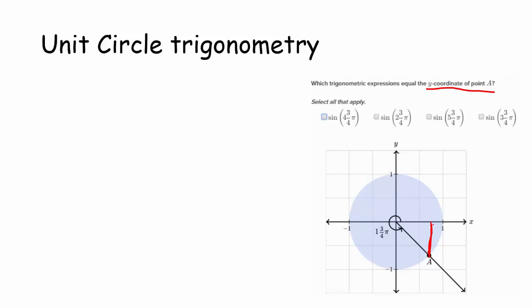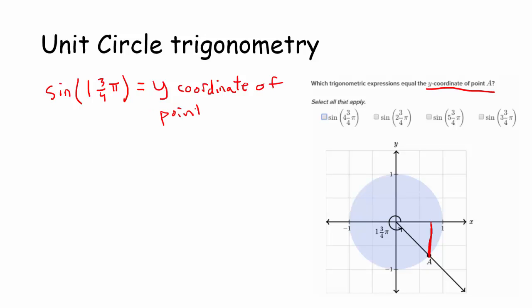Well, definitely the y coordinate of point A is the sine of the angle. So whatever the angle is, the angle is 1 3/4 pi. So the sine of 1 3/4 pi is the y coordinate of point A. But looking, that's not one of the choices. So now I've got to get a little bit clever.